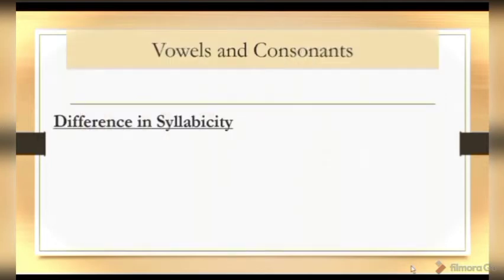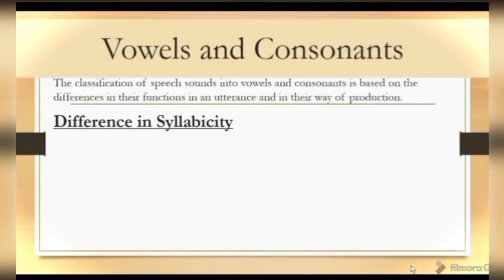Vowels and consonants. Why are vowels and consonants different? The first point is difference in syllabicity. The classification of speech sounds into vowels and consonants is based on the differences in their function in utterance and in their way of production.